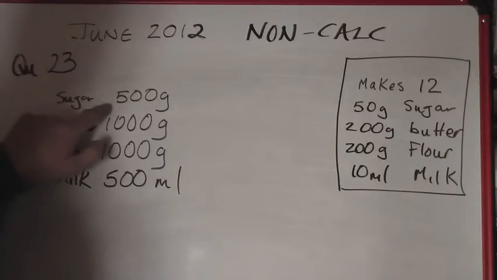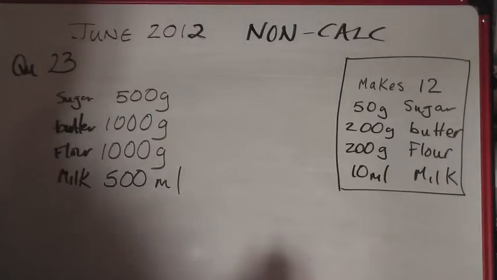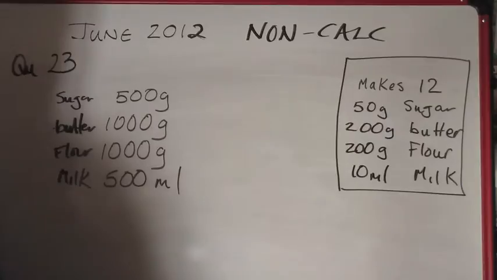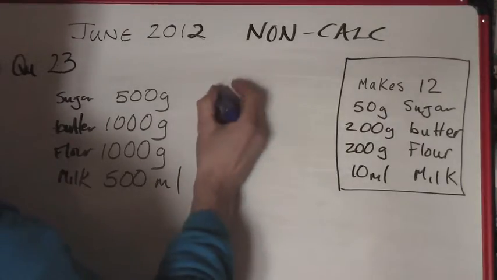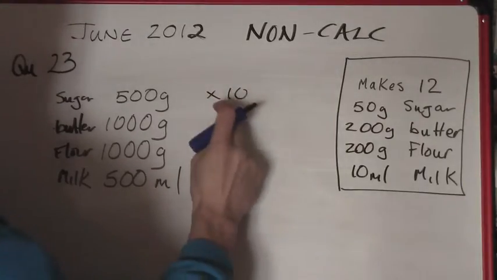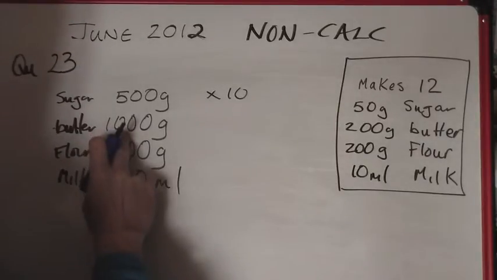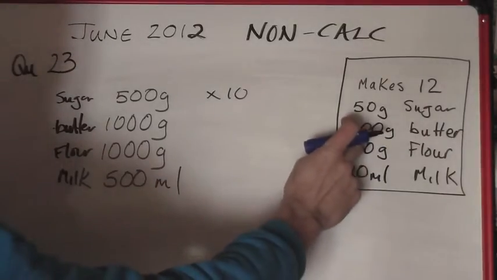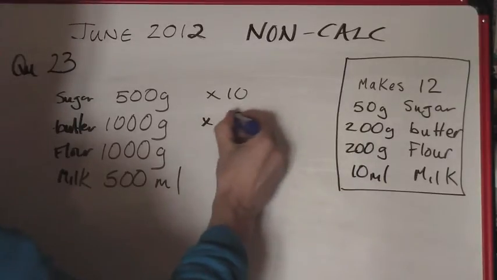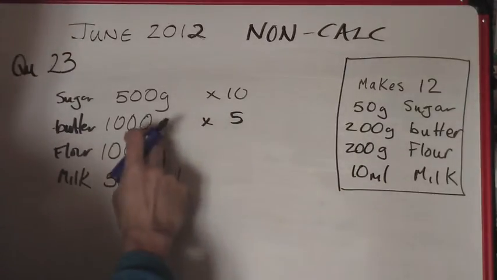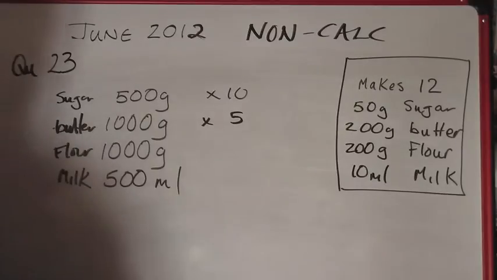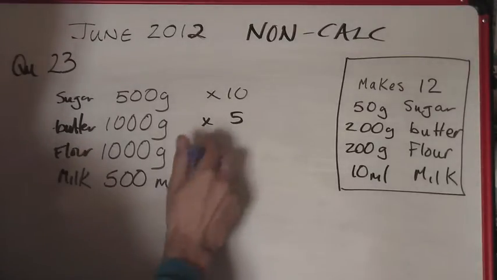So he's got 500 grams of sugar. To make 12 we need 50, so he could make 10 times that recipe, because 10 times 50 gives us the 500. He's got 1,000 grams of butter. Well, that's 5 times, so at the moment he can only make 5 times the recipe because he's limited by the butter. Exactly the same for the flour.